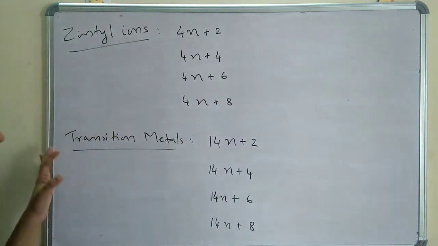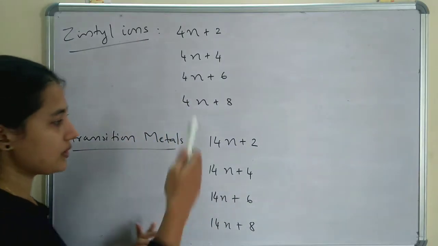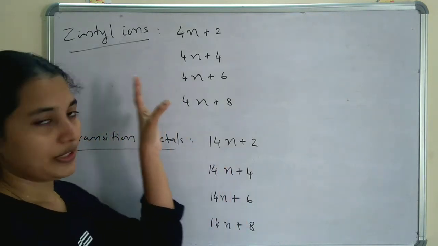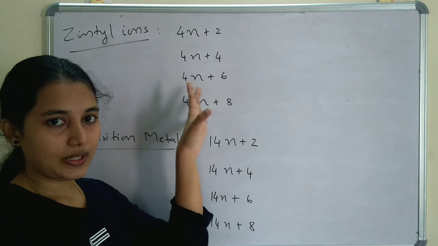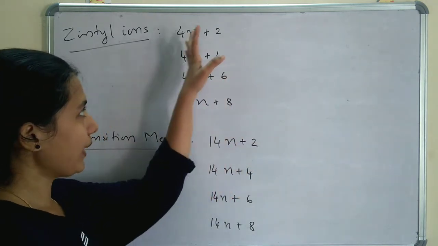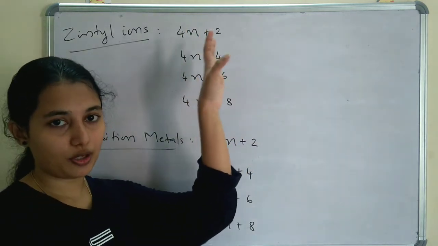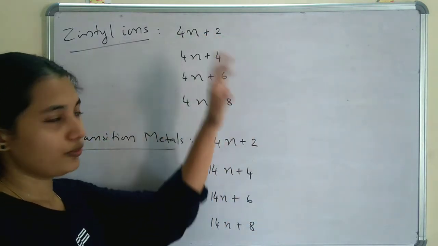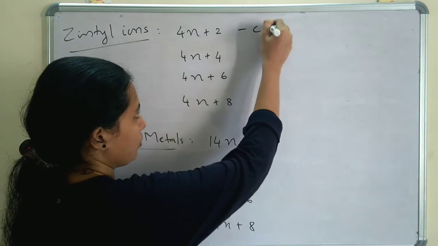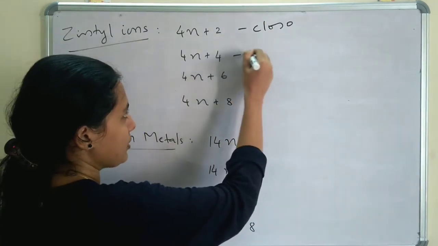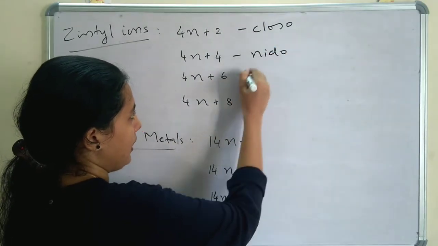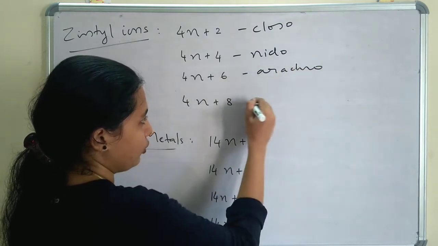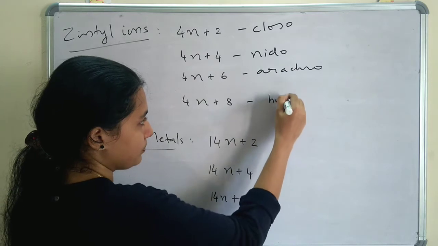Now moving on to Zintl ions and transition metals, the same criteria is used for Closo, Nido. The difference is, instead of BnHn+2, we use 4n+2, where n is the number of atoms. So 4n+2 for Closo, 4n+4 for Nido, 4n+6 for Arachno, and 4n+8 for Hypo.